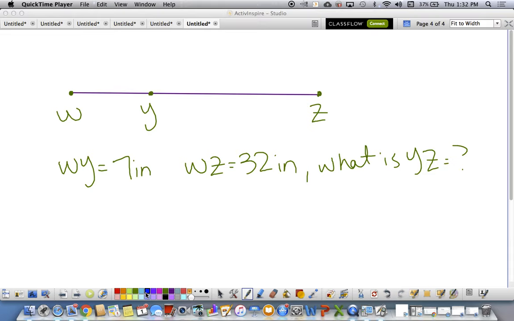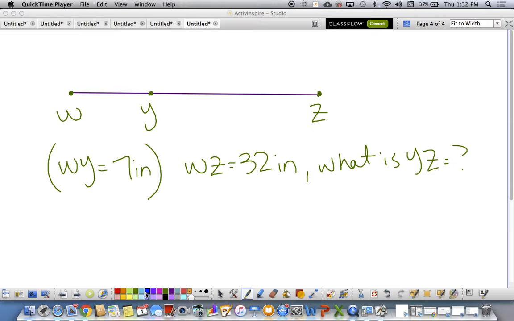Just because this comes back and it's written somewhere, and you're like, what in the world does that mean? If you were just to see this piece right here written, that means the distance from W to Y is equal to 7 inches. When they don't put a line above it, and they put an equal sign, that's the distance. Okay? So the distance of WY is equal to 7 inches. The distance of WZ is equal to 32 inches. What is the distance of YZ?